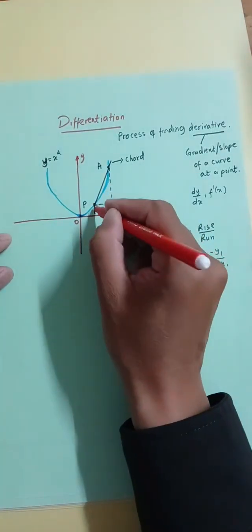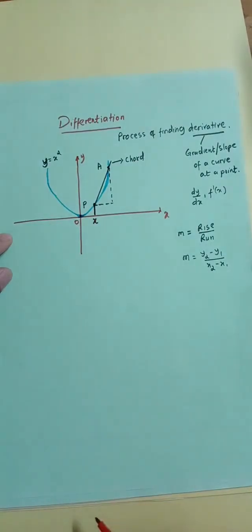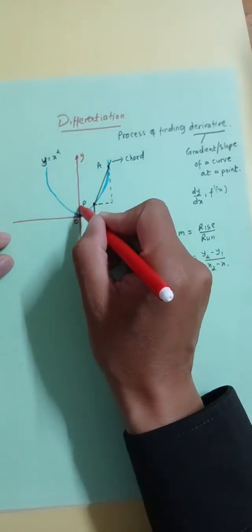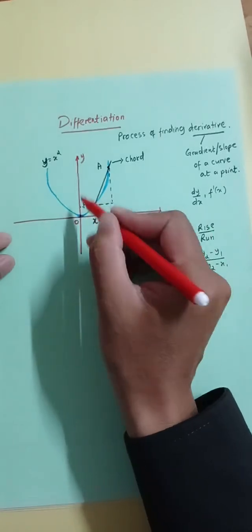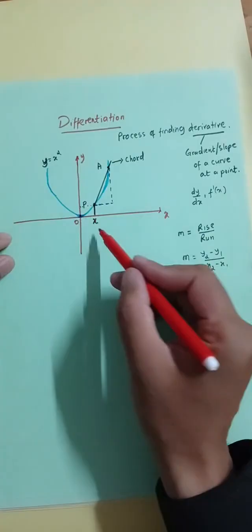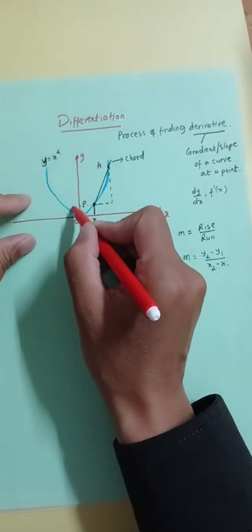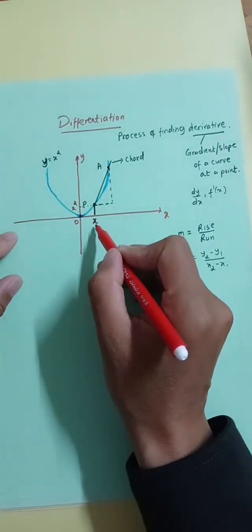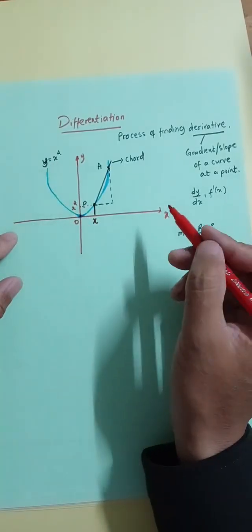The x coordinate is x, so what is the value of y? The value of y is x square. So when the value of x is x, the corresponding value of y is x square.